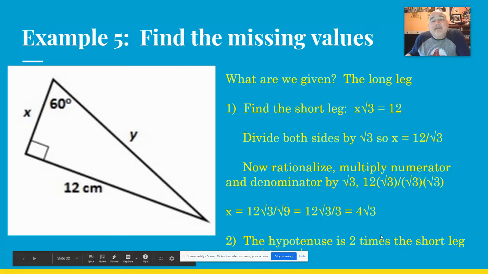And that is today's lesson on special right triangles, 45, 45, 90, 30, 60, 90.